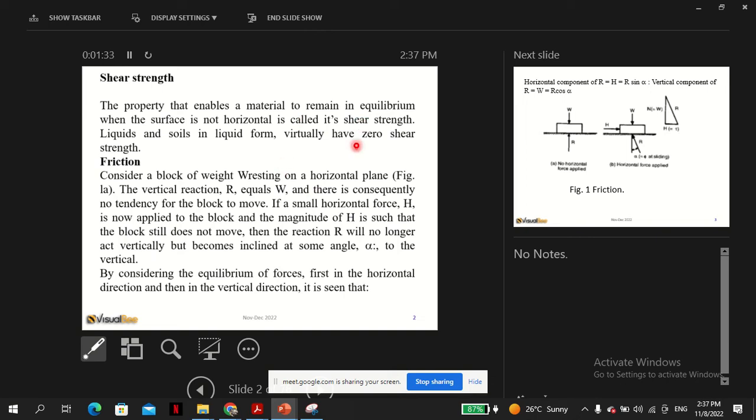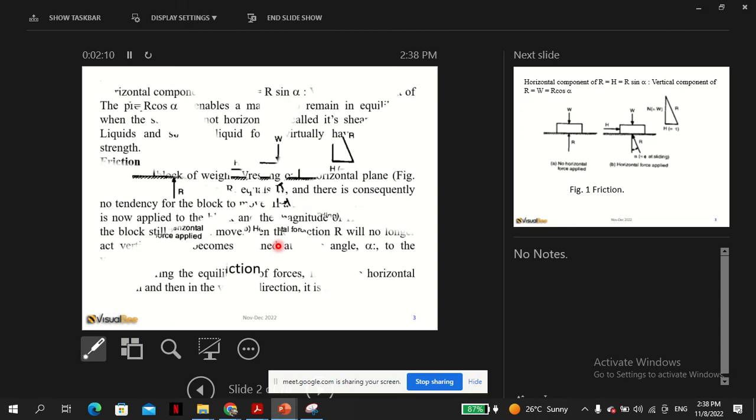Surface is not horizontal is called its shear strength. Okay, liquids and soils in liquid form have virtually zero shear strength, and we've said that if you want to know, the simplest way is if you put that material when the surface is not horizontal, then it will flow away, it will not be stable, so that has zero shear strength. So we consider a block of weight resting on a horizontal surface as shown in this figure.